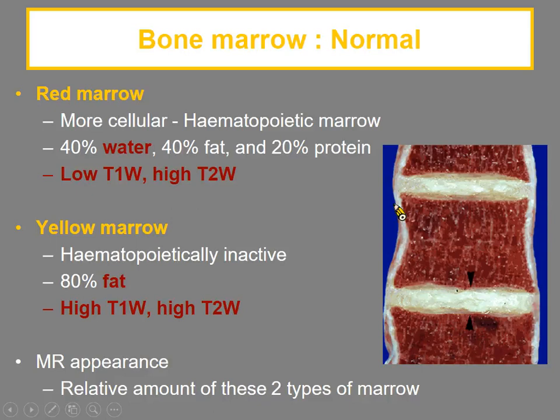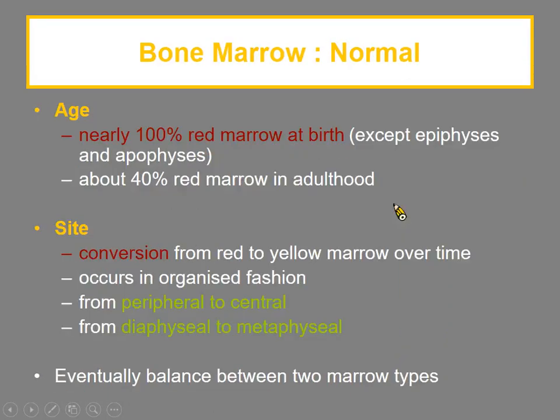So it is important to understand how this is affected by two important factors. First, the patient's age, and the other is the site that we are looking at. Now, with regard to patient's age, you find that at birth, almost 100% of the marrow comprises of red marrow, apart from pockets of yellow marrow in the epiphysis and the apophysis. With time, this converts to give you yellow marrow, such that in the normal adult, only about 40% of the marrow is made of red marrow.